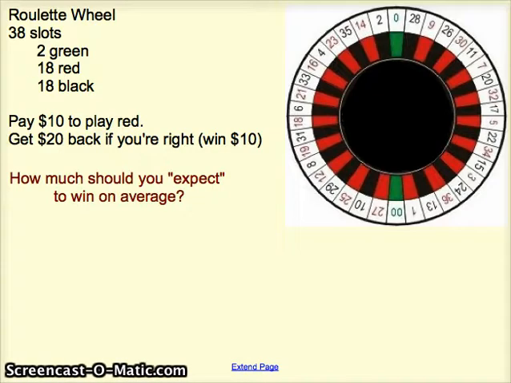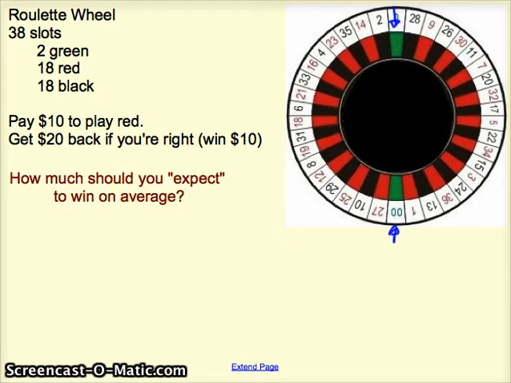Let's look at another example. Let's go back to Las Vegas. Let's look at a roulette wheel. A roulette wheel has 38 slots on it, 2 of which are green. And if you land on green, you automatically lose. The house gets your money. Vegas gets your money. Half the others are red, half the black.